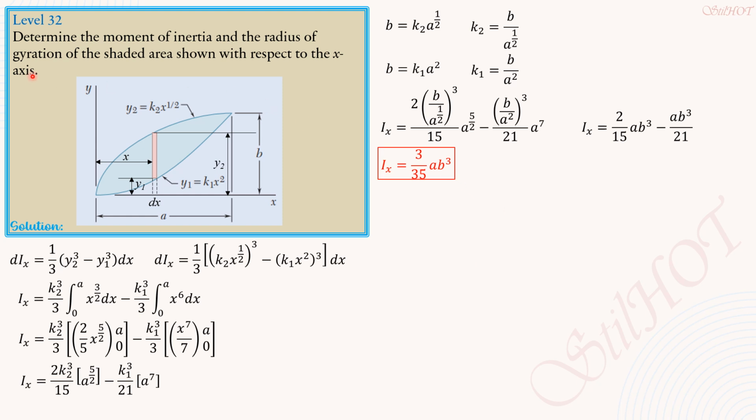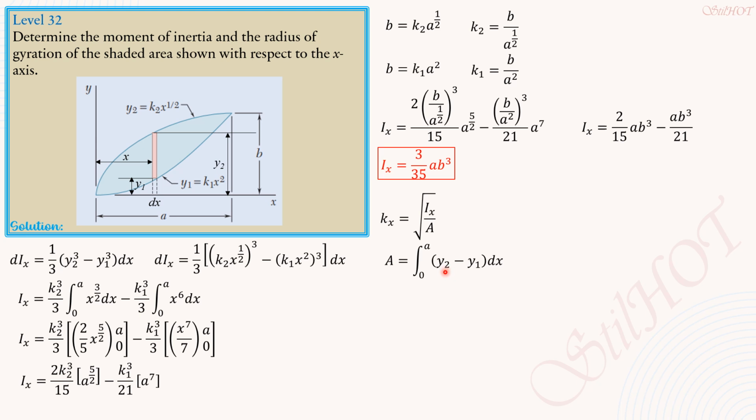Now for the radius of gyration, we need the area because kx is the square root of Ix over area. And the area is simply the integral of the area of the strip, upper y, y2 minus y1, that's the height, times the thickness dx. So area is the integral from 0 to a of y2 minus y1 dx.